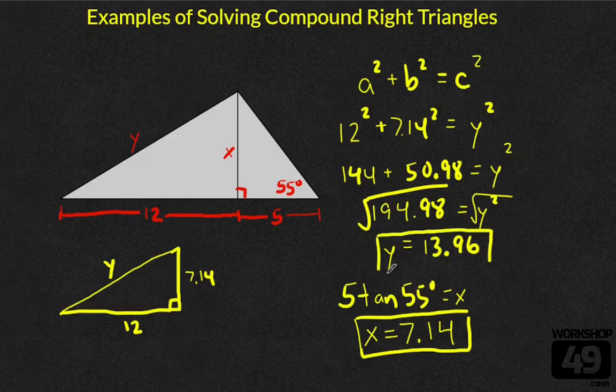Compound triangle, but because we broke it into two little triangles, we realized that we can either use our SOH-CAH-TOA right angle tricks, or we can use Pythagorean Theorem. Let's go ahead and do one more example.